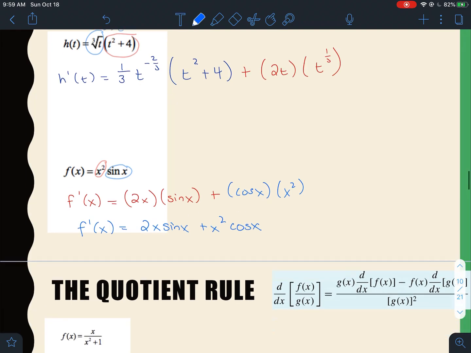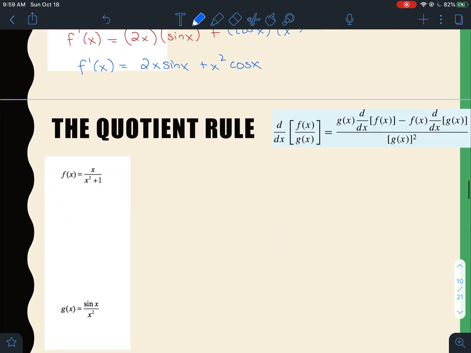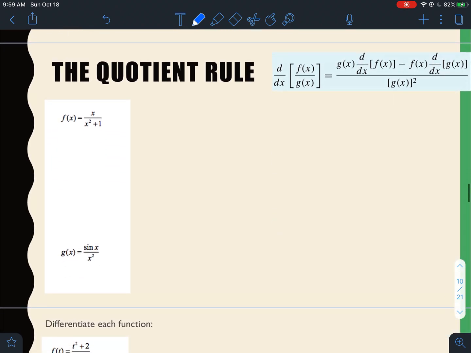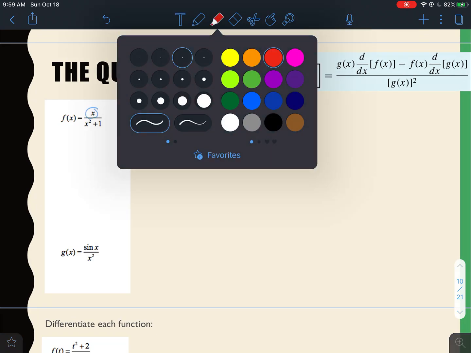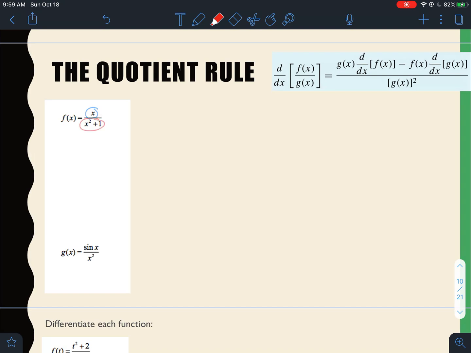But either way is okay. So that is the product rule. The quotient rule is when you are dividing two functions. So notice in f of x we have x divided by x squared plus 1. So it's one function divided by another function.